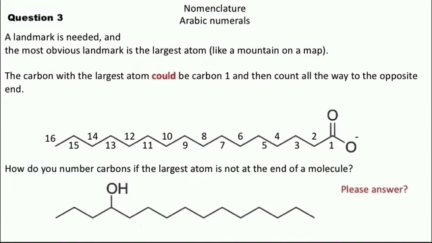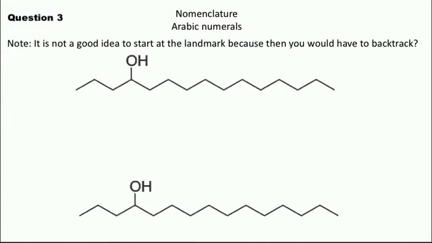Would you please take a stab at numbering that? And then tell me the rule you would make up. You don't want to start at the landmark, because then you're going to have to somehow backtrack. You're going to go 1 to 12 here and 13 to 15 and who knows what direction here. How do you fix that? How would you make the rule? Please? You simply start at the end which is closest to the landmark.